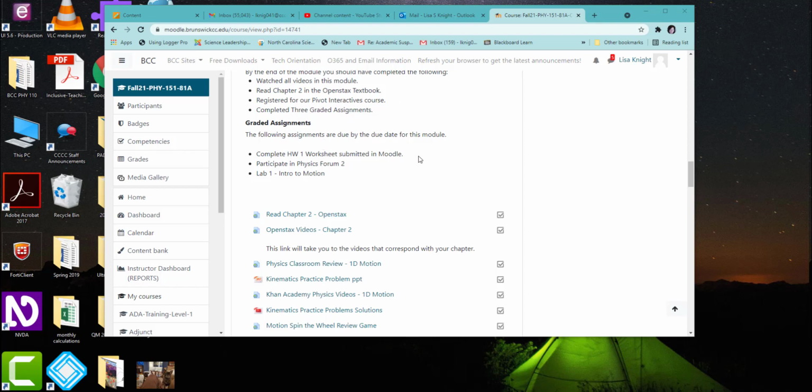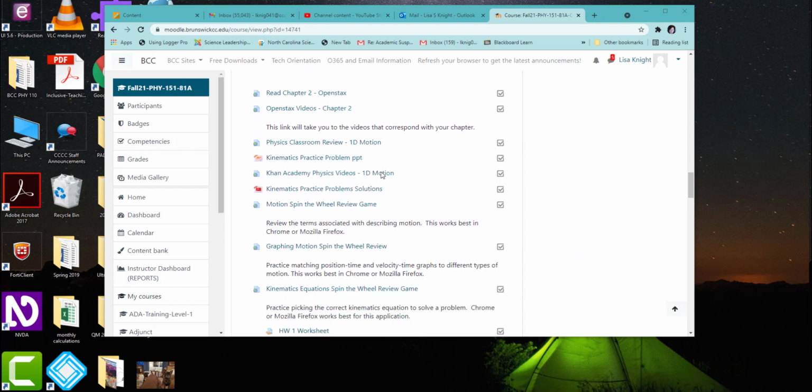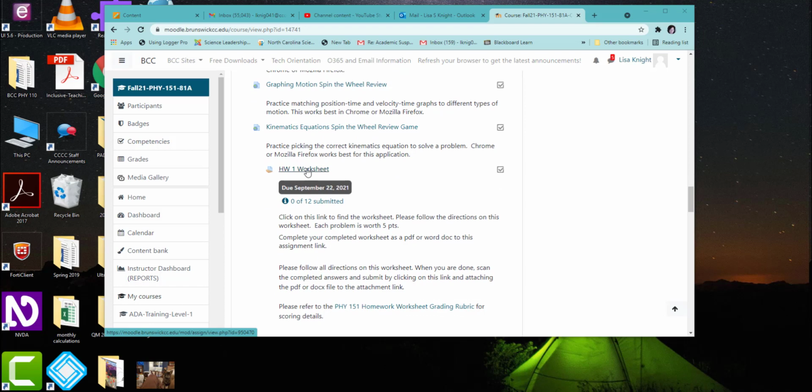You have 3 graded assignments. The first assignment is a Homework 1 worksheet. On that worksheet, you will download that worksheet. The worksheet will have 5 to 6 questions on it, each worth 5 points. You will need to show all your work.